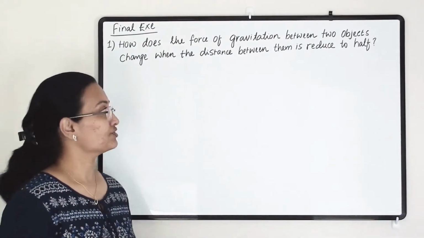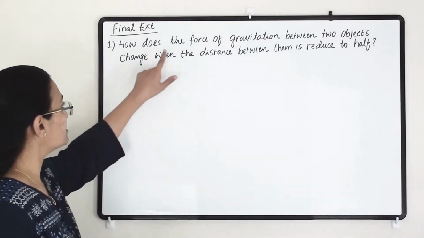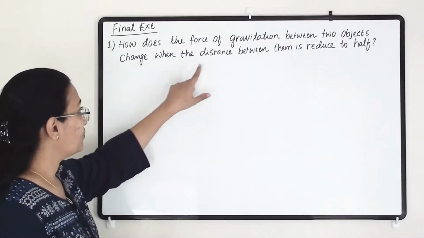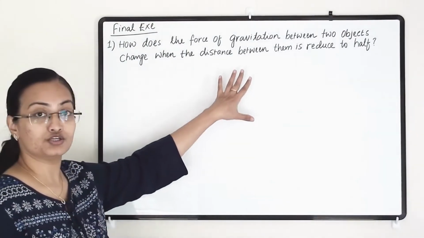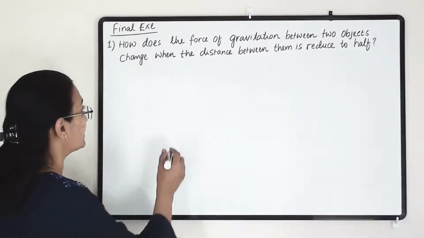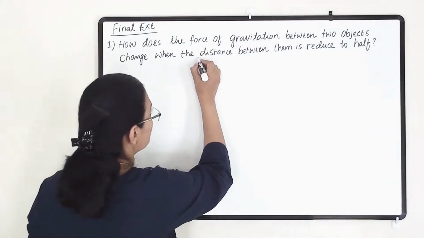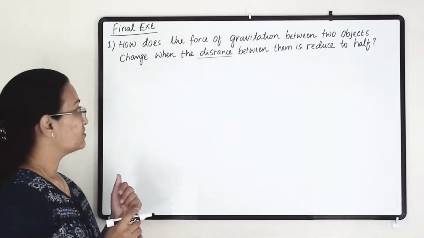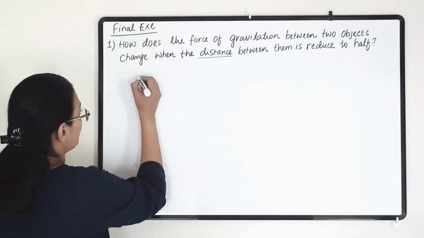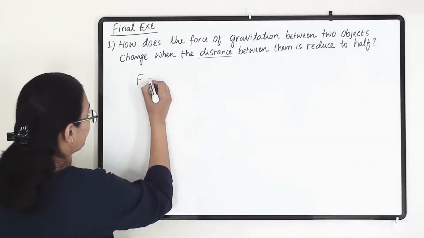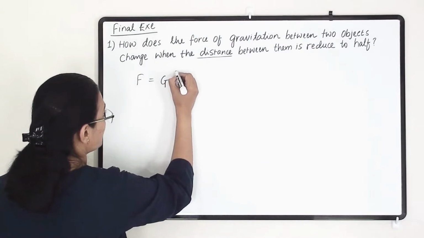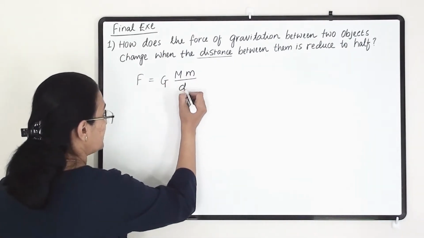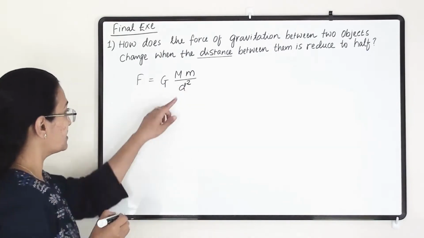Chapter Gravitation. The first question is, how does the force of gravitation between two objects change when the distance between them is reduced to half? So we have to see how much the gravitational force will change when we are reducing the distance to half. Let us first write the gravitational force formula: F equals G into capital M into small m divided by d square, which is distance square.